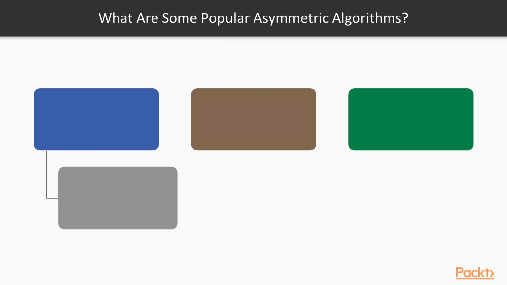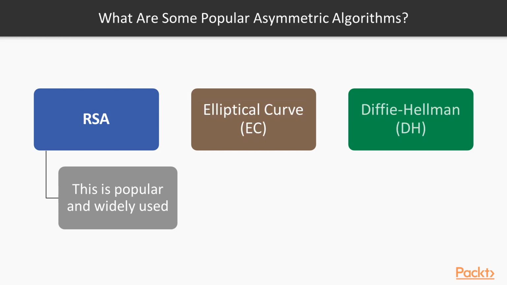What are some popular asymmetric algorithms? By far and away, the most popular one is RSA, not to be confused with the security company RSA, even though their founders are the ones who invented it, and that's why it has that name. It is an algorithm. It's just the most popular one that's used. Another one that's relatively popular, but not as much, is elliptic curve, followed by Diffie-Hellman, which is also quite popular.